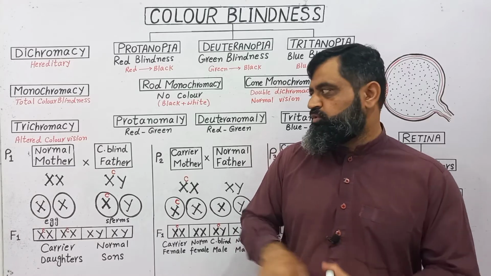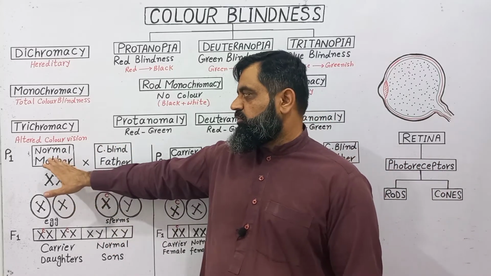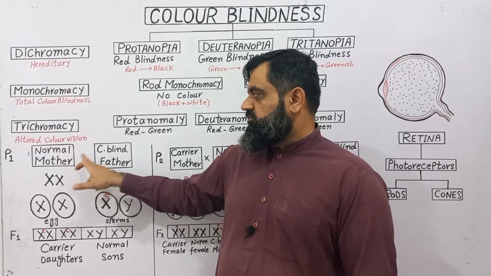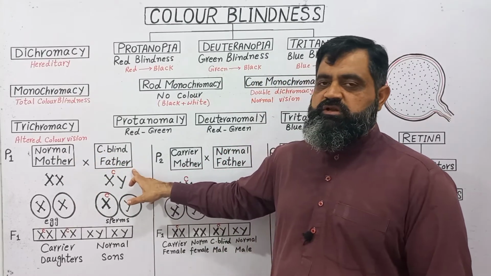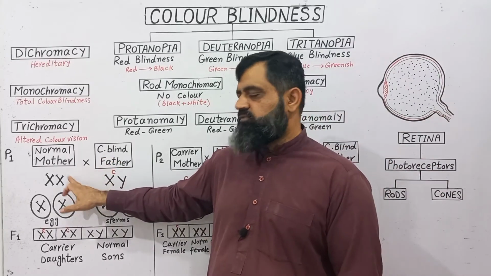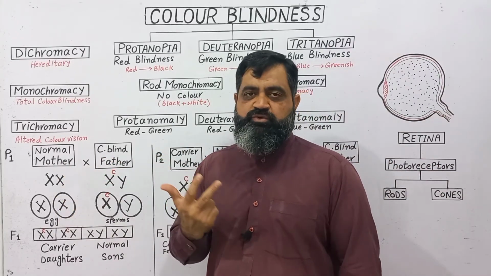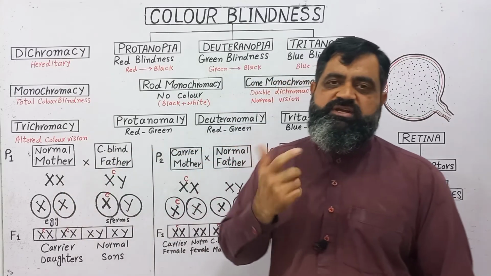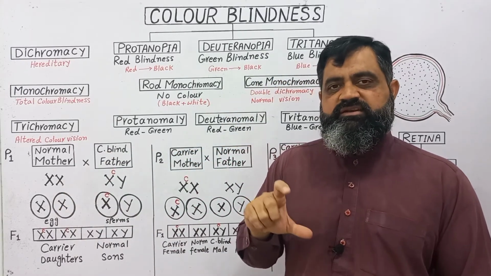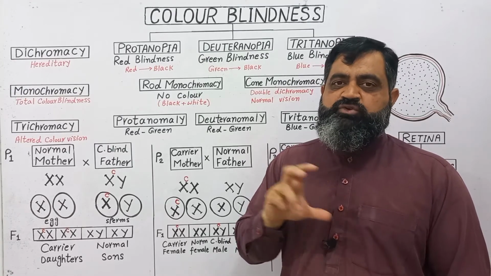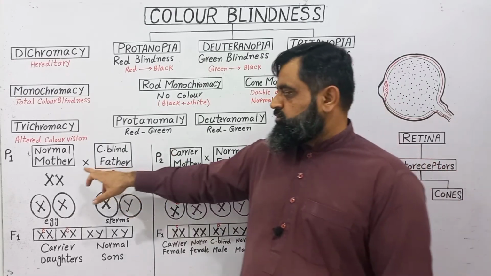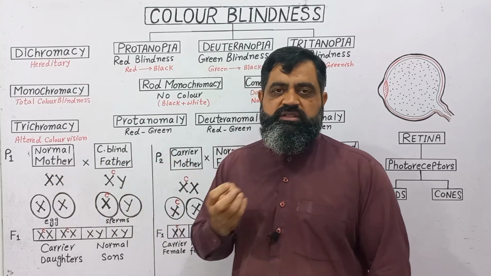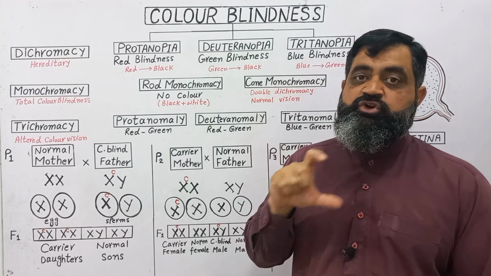First of all, I am going to make a cross between a normal mother and a colorblind father. The female is normal, while the father, the male, is colorblind. For a normal mother, there are two X chromosomes. Because this is an X-linked or sex-linked trait, we are only discussing sex chromosomes in this cross. There are two X chromosomes present in the normal mother. The X chromosome does not carry anything on it, so that is why this person is normal.